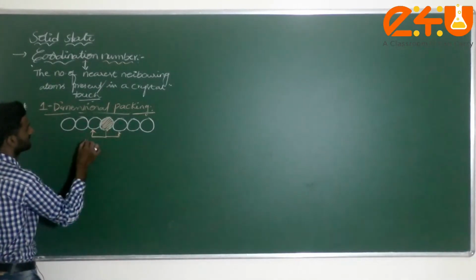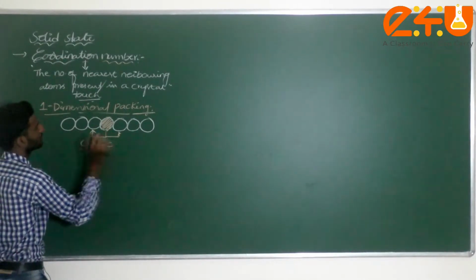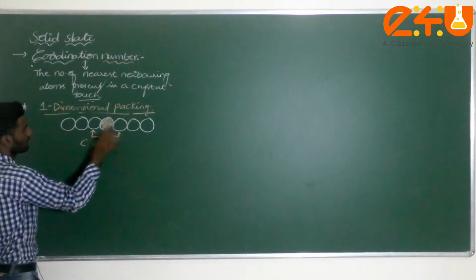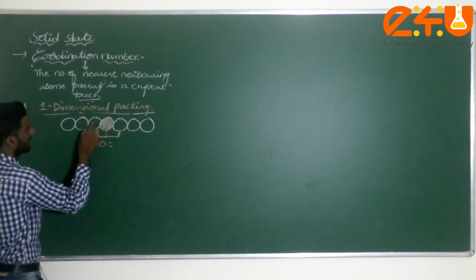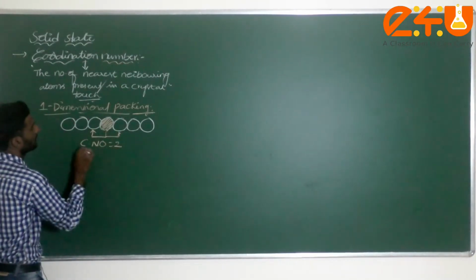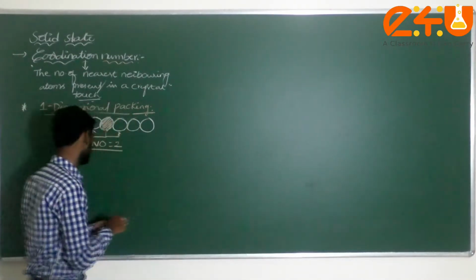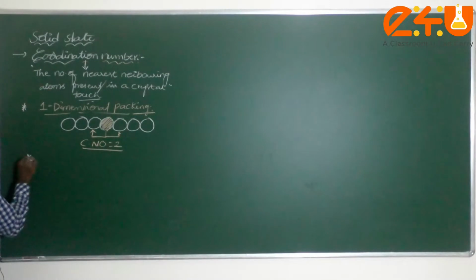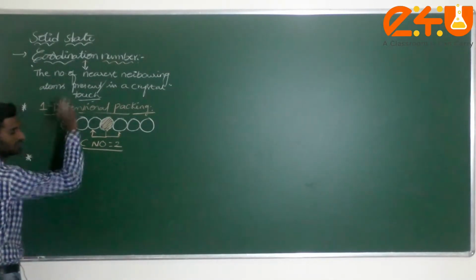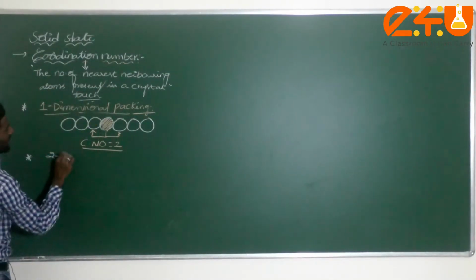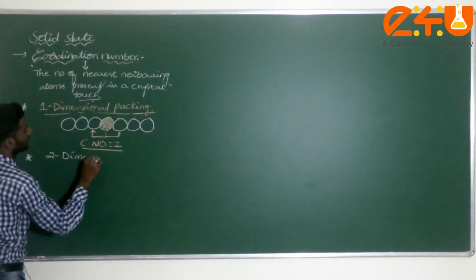Now in this case the coordination number is equal to how many, dear students? Check it, this atom is attached with this atom and this atom, so its coordination number is equal to 2. Am I correct? Next, that one dimensional is over, and next comes two dimensional packing.